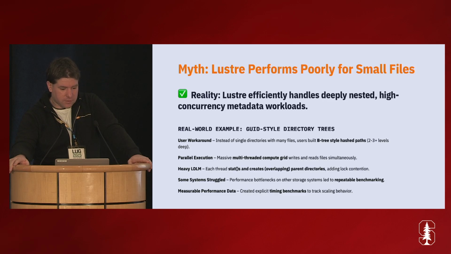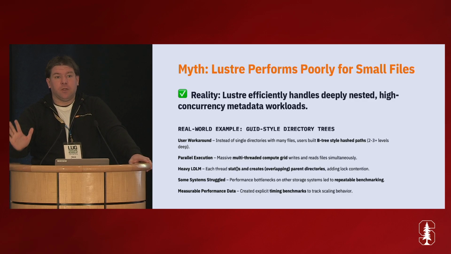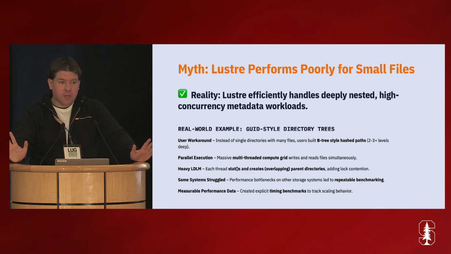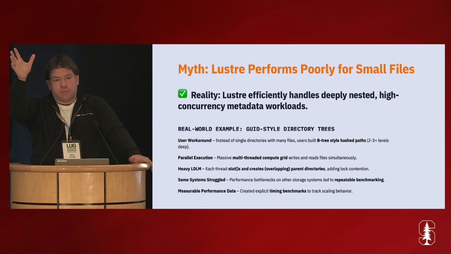All right, so another example: Lustre handles deeply nested high concurrency metadata workloads well too. Our users are fairly sharp, and we tell them, don't write 100,000 files in a directory. They normally follow this. So what they do is create a GUID style or B-tree style set of directories that are a couple levels deep, and then hash out where you're going to write your file to and go from there.